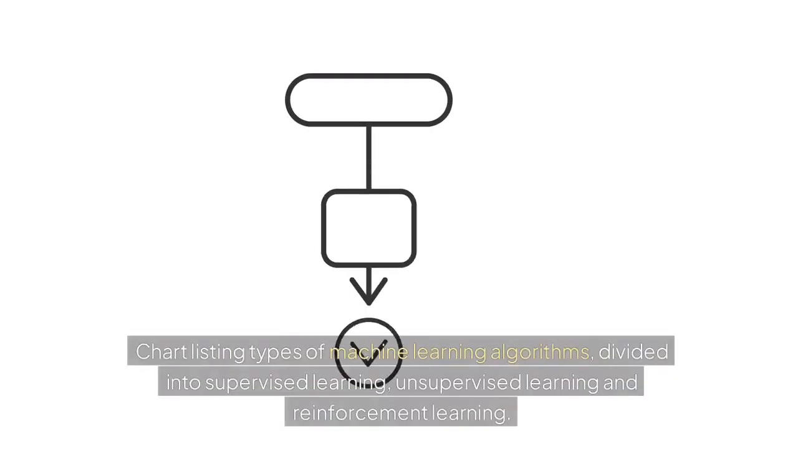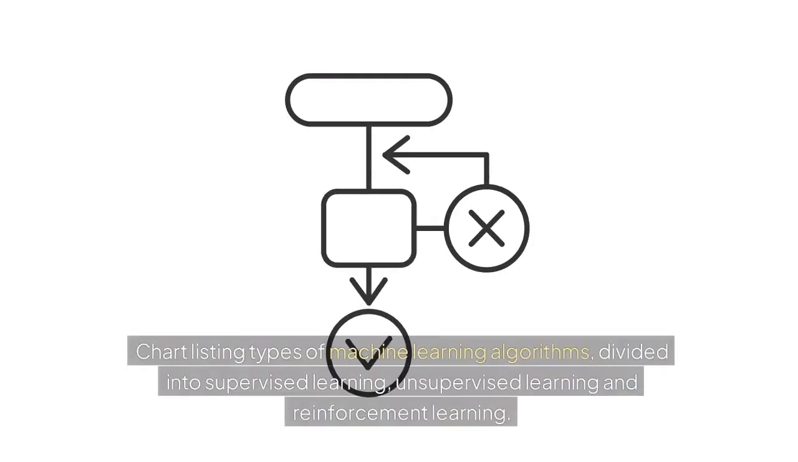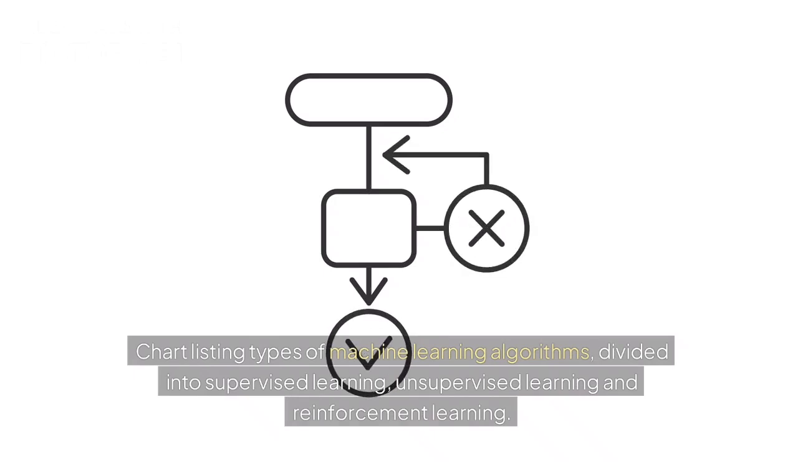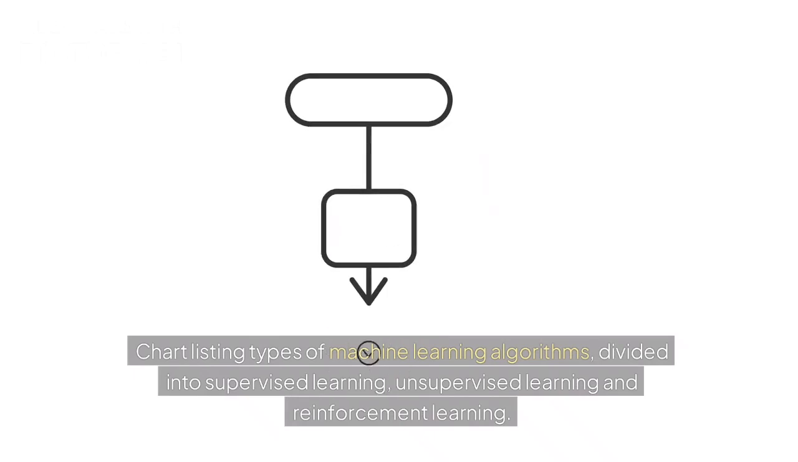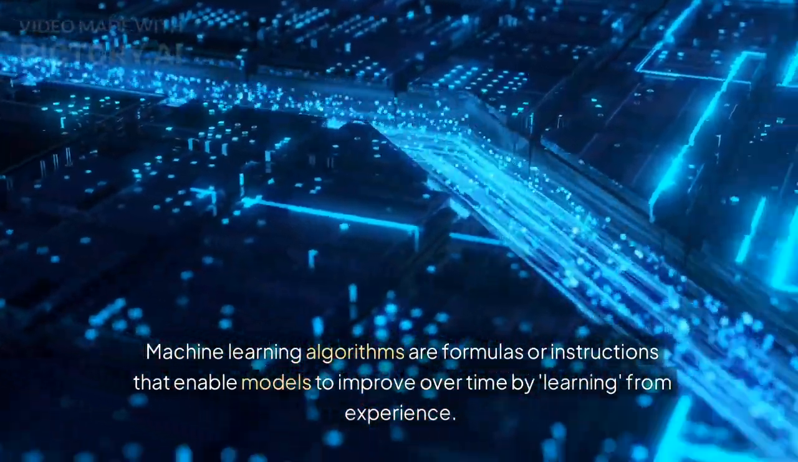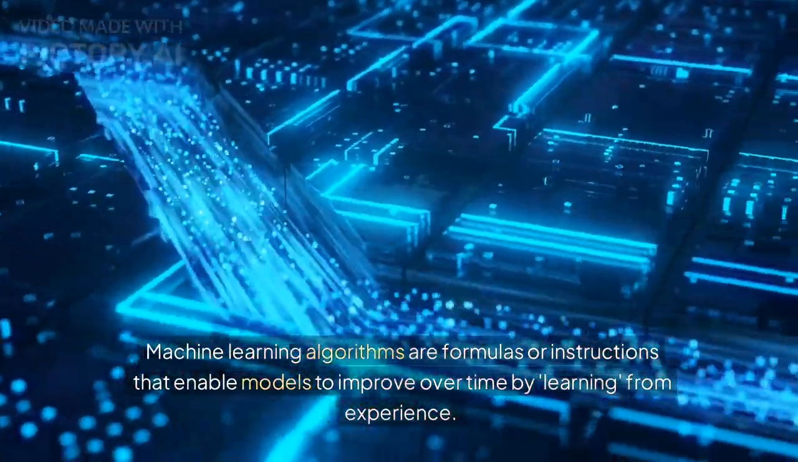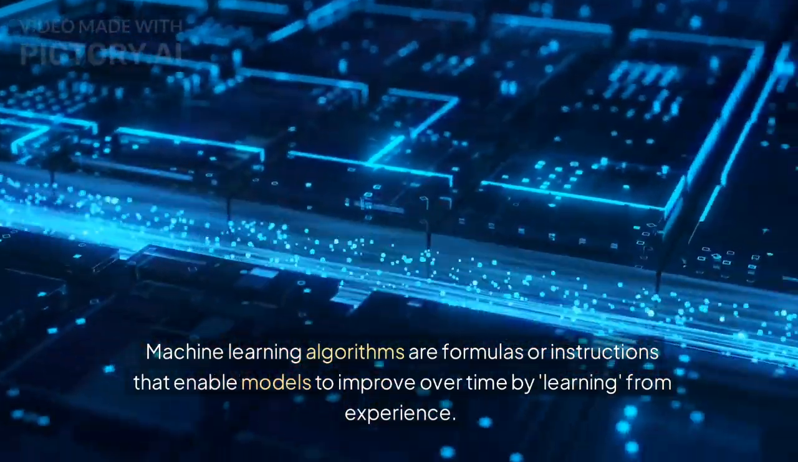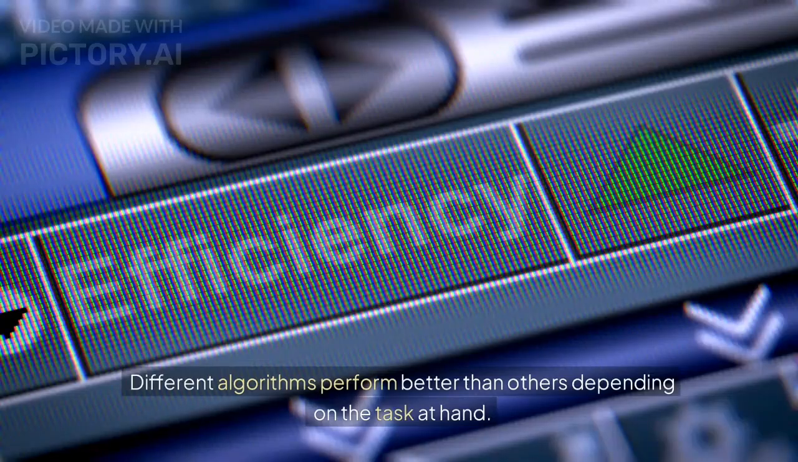Chart listing types of machine learning algorithms, divided into supervised learning, unsupervised learning, and reinforcement learning. Machine learning algorithms are formulas or instructions that enable models to improve over time by learning from experience. Different algorithms perform better than others depending on the task at hand.